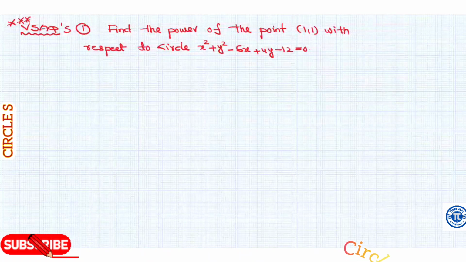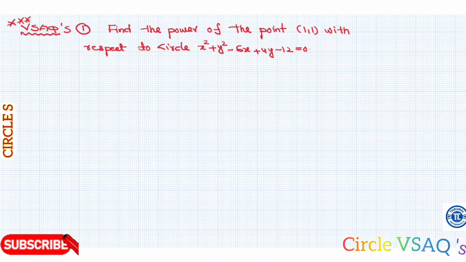Friends, today we discuss VSAQs in the circle chapter. First question: find the power of the point (1, 1) with respect to the circle x square plus y square minus 6x plus 4y minus 12 equal to 0. Okay, now start the solution.